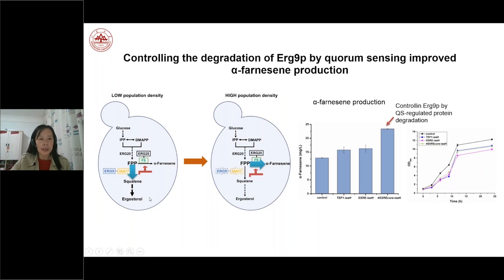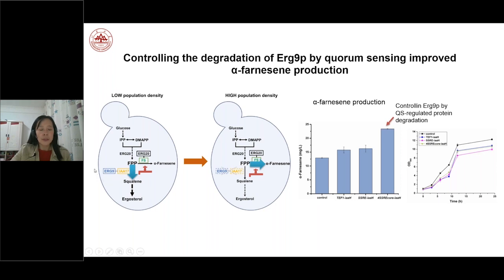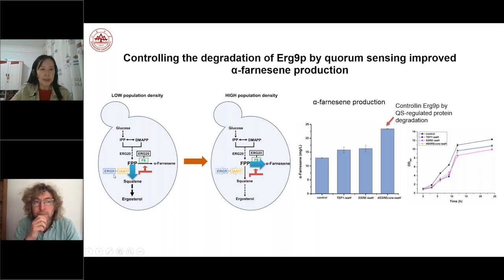The pathway we chose is the sesquiterpene production pathway, and we use this system to control the protein degradation of ERG9. ERG9 has been proved to be a very important protein controlling the flux of sesquiterpene production. Our design principle is that when the cell density is low, ERG9 will not be fully degraded, so the metabolic flux can go directly to sesquiterpene production and farnesyl production to maintain the cell growth.